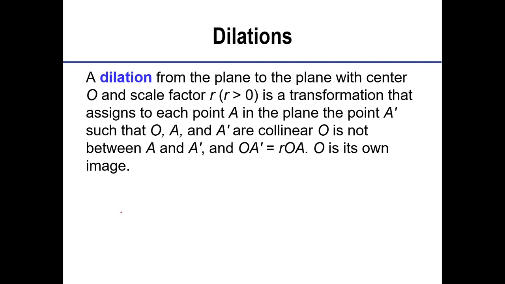A dilation from the plane to the plane with center O and scale factor R greater than 0 is a transformation that assigns to each point A in the plane a point A' such that O, A, and A' are collinear, O is not between A and A', and OA' is equal to R times OA. O is its own image.